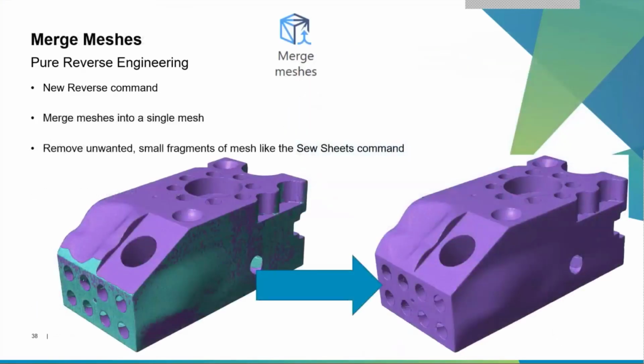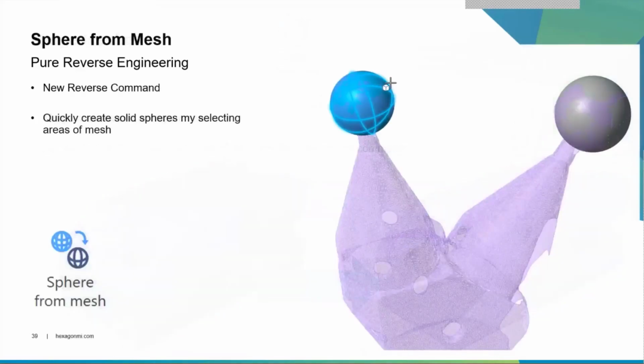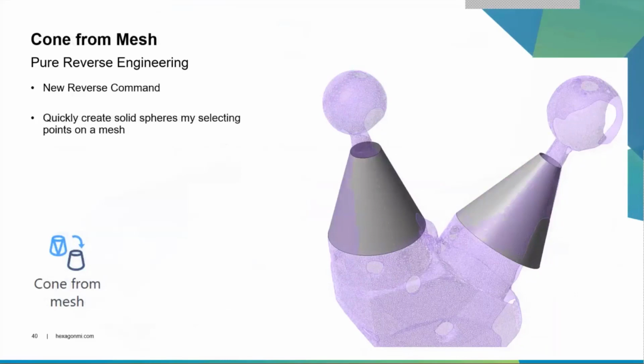Previously, we had the option to merge clouds. Now we also have the option to merge meshes. We can also remove unwanted small fragments of mesh, just like when you sew surfaces together in the sew sheets command. We can now extract and create spheres directly from the mesh, and the same for cone features.